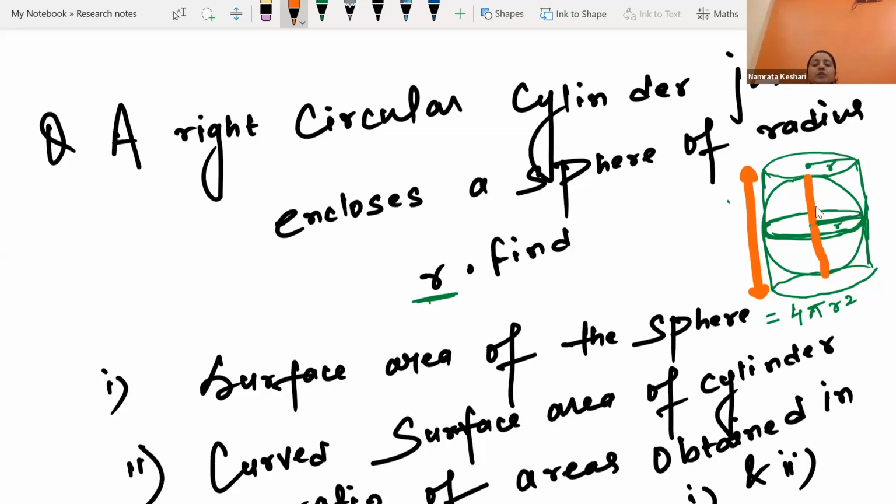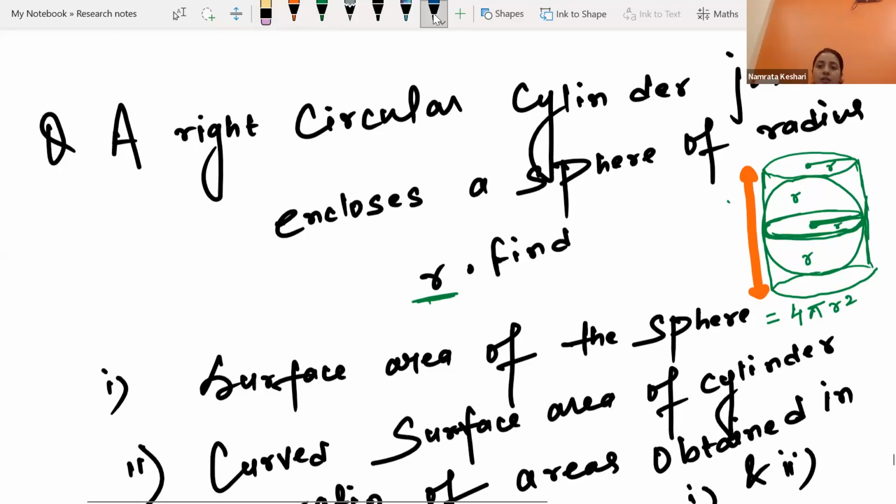So these two combined together will be 2r. Yes or no? Yes, ma'am. Are you understanding, everyone? Okay, this is how we are getting the height, in terms of r.